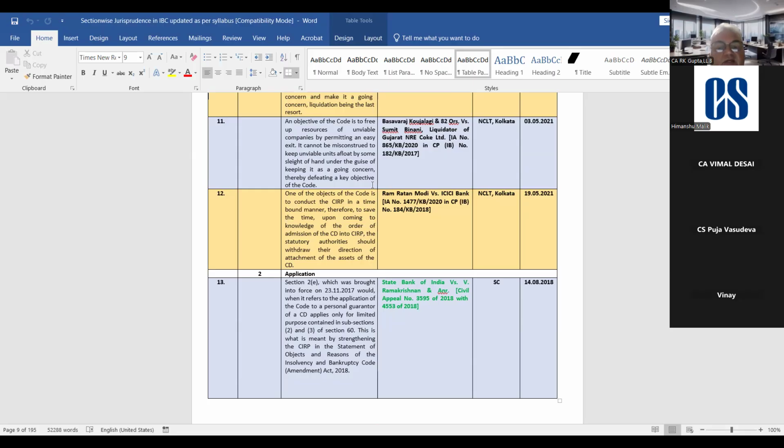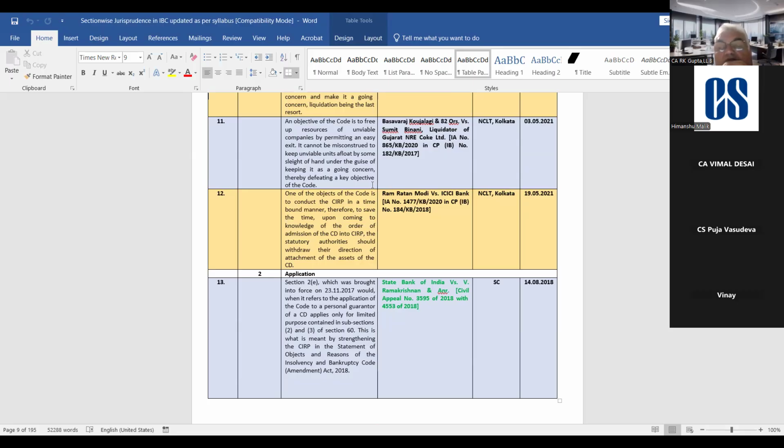So section 2(e), which was brought into force on 23rd November 2017, when it refers to the application of the Code to a personal guarantor of a corporate debtor, applies only for the limited purpose contained in subsections (2) and (3) of section 60. This is what is meant by strengthening the CIRP in the statement of objects and reasons of the IBC Code. So this is the case which is covered in your syllabus also, State Bank of India versus Ramakrishnan.